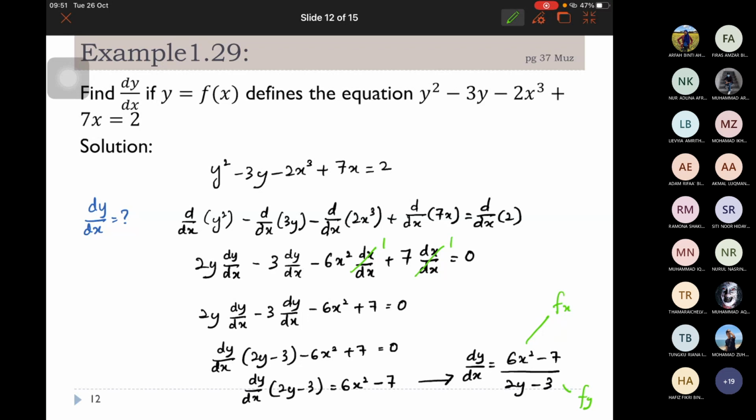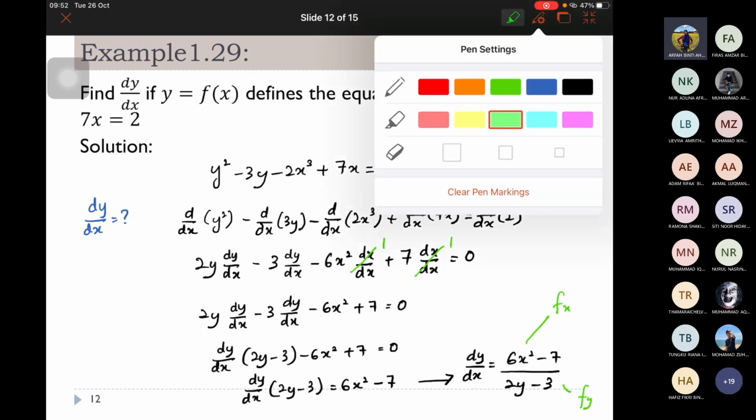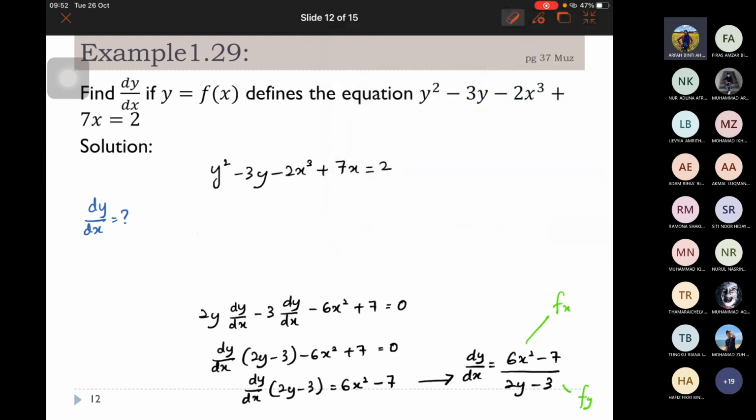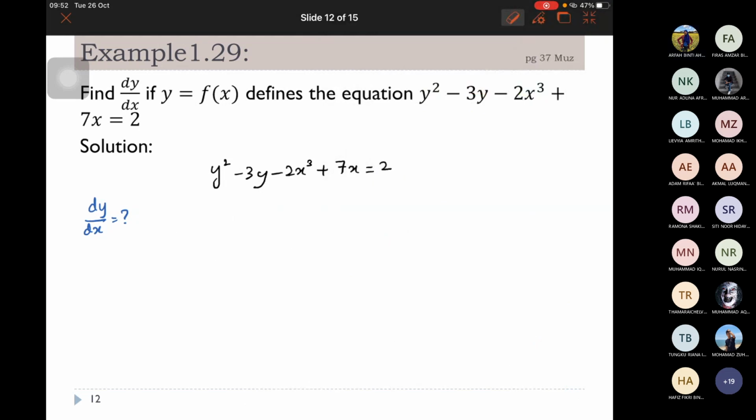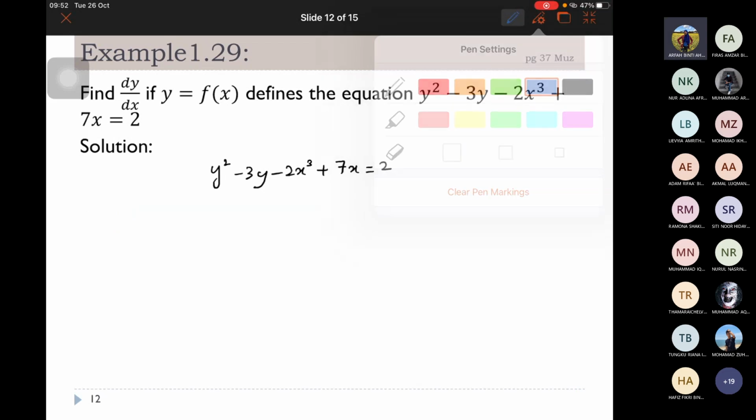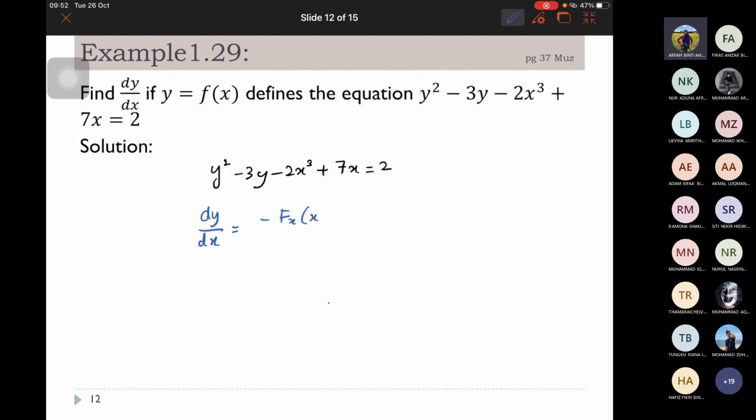So, the theorem just now says y is a function of x. If you take a look at this one, at the theorem, it states that dy over dx equals negative fx(x,y) divided by fy(x,y).